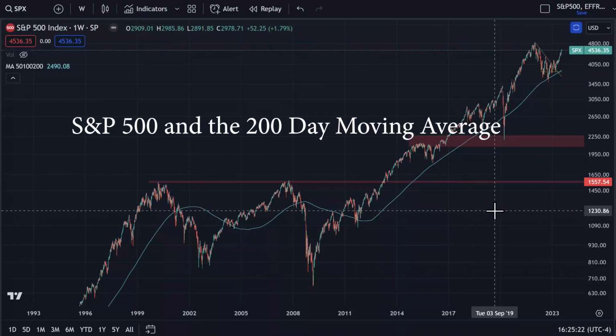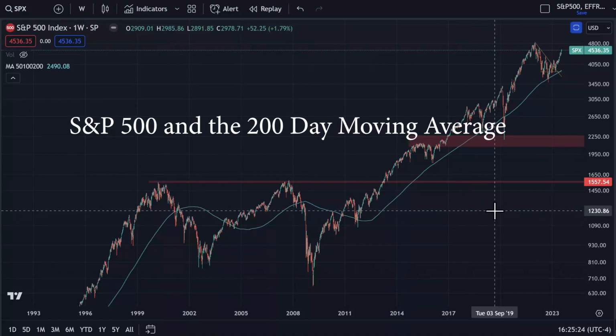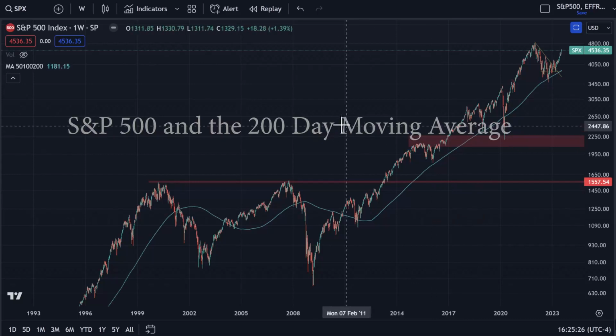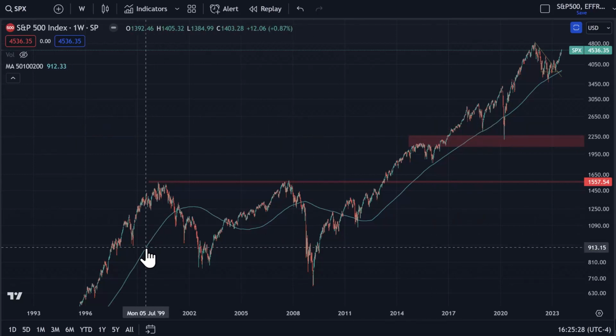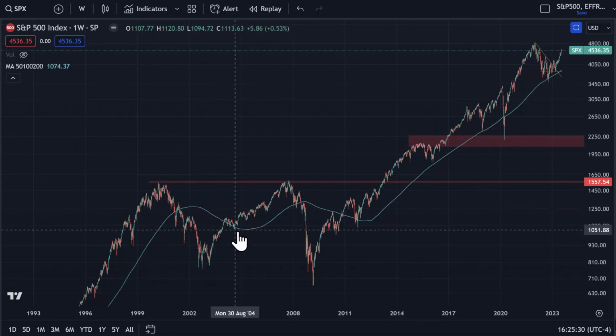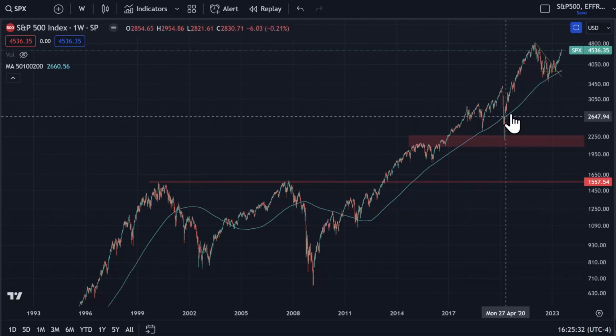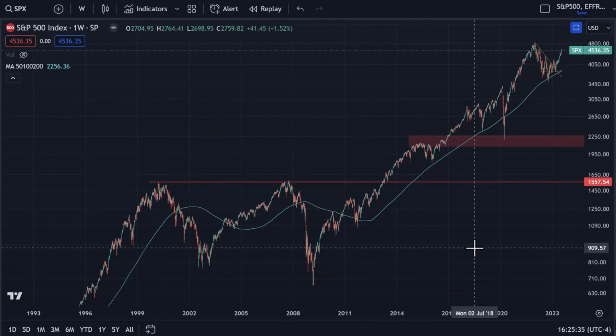And show you something very interesting, very obvious that I realized. This is the S&P 500, and what is being shown here is the 200-day moving average. That's this teal colored line. Now, what do you notice on first glance?